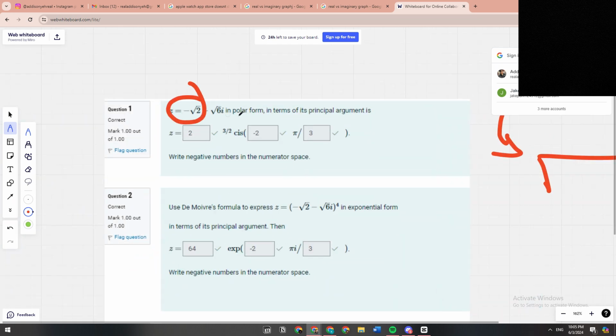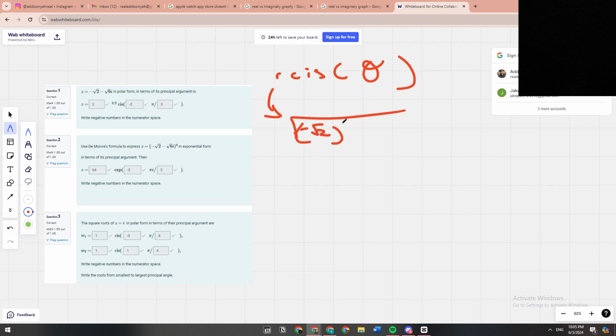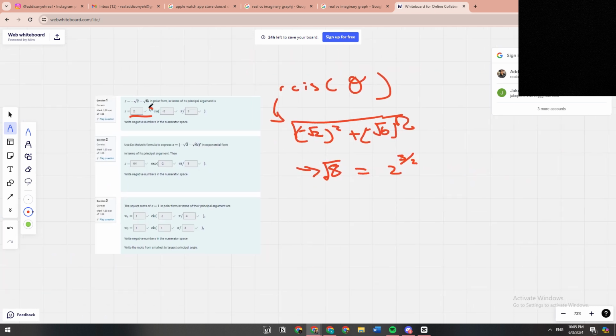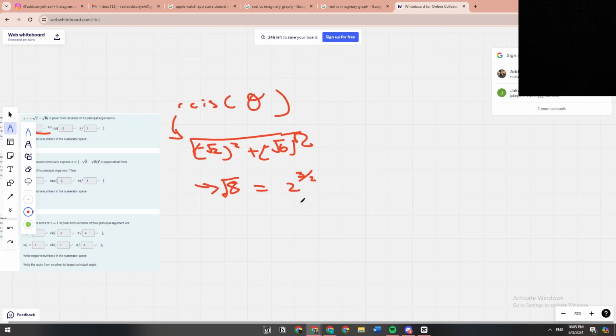So let's first take the first number. This is negative root 2, squared, plus negative root 6, squared, and what you'll get is root 8. I got this question wrong originally, so it's root 8. Don't worry about it. Make sure you have the right stuff. So R equals root 8.